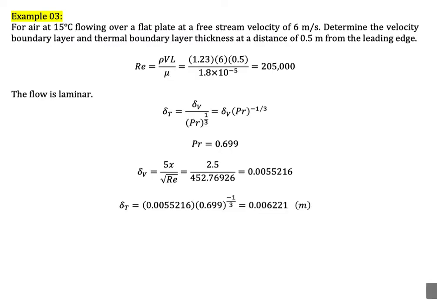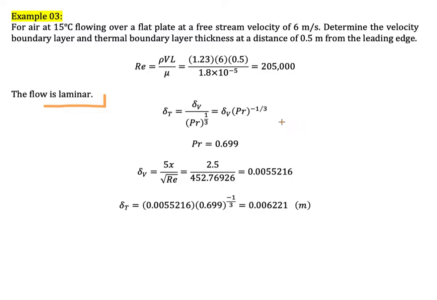So this is example number three. For air at 15 degrees Celsius flowing over a flat plate at a free stream velocity of 6 meters per second, determine the velocity boundary layer and thermal boundary layer thickness at a distance of 0.5 meter from the leading edge. So we calculate the Reynolds number, rho VL over mu. So we substitute the value and we get 205,000. So it is 2.05 times 10 to the power of 5. So it's still under the laminar region. So we assume that this flow is laminar.